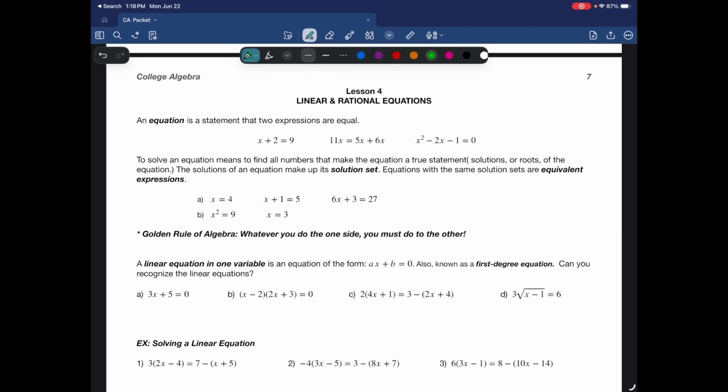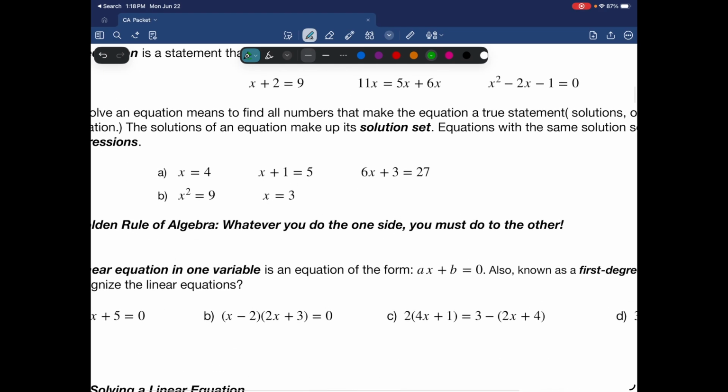A lot of times you might be asked to write your answer as a solution set, and I'm going to show you how to do that. Equations with the same solution sets are equivalent equations. So x equals 4, x plus 1 equals 5, and 6x plus 3 equals 27. These are all the same. They have a solution of 4. So you use your braces and you say, what is your solution? In this case, your solution set is 4.